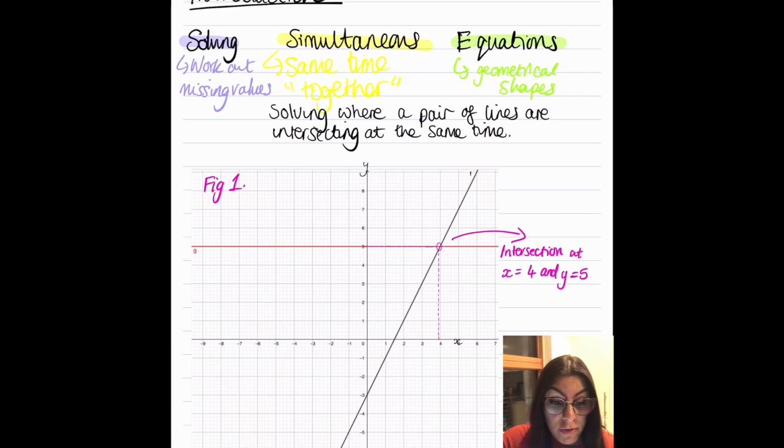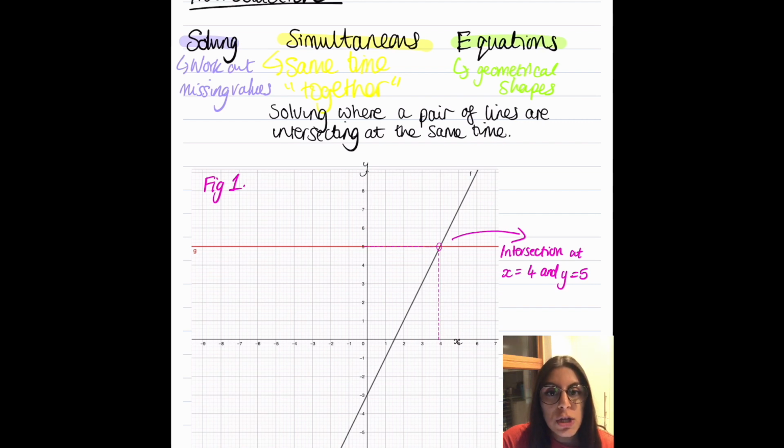In terms of just a definition, solving means to work out missing values or value. In simultaneous equations' case, it's two values. Simultaneous in normal English terms just means doing more than one thing at the same time. So doing something simultaneously means you are doing something at the same time. For example, patting your head and rubbing your stomach. You'd be doing those two actions simultaneously if you were doing them together.